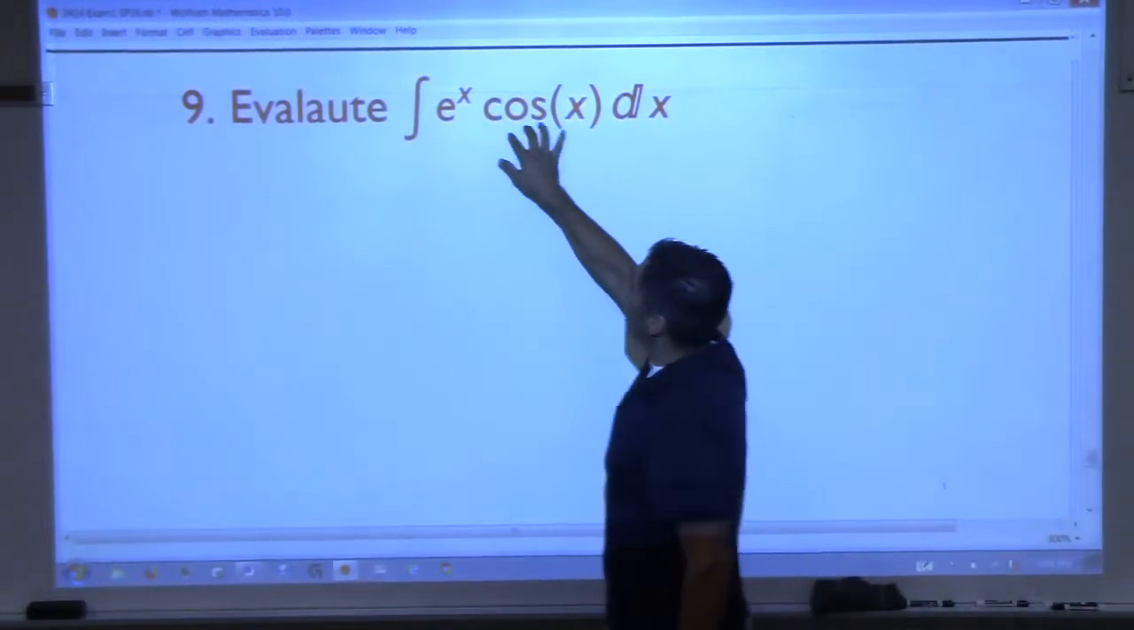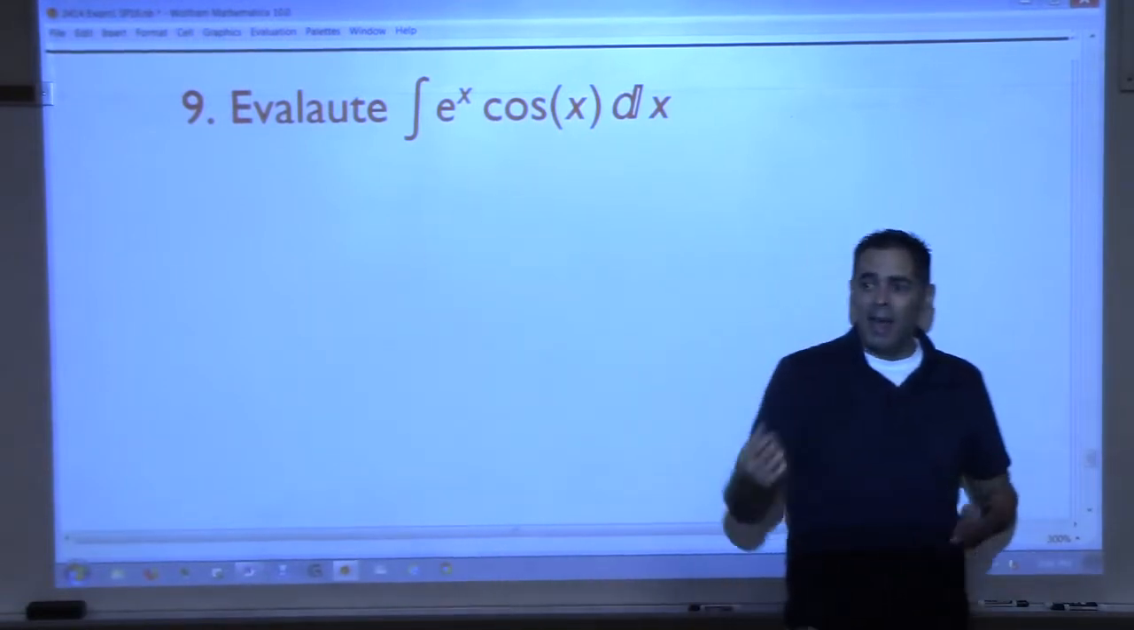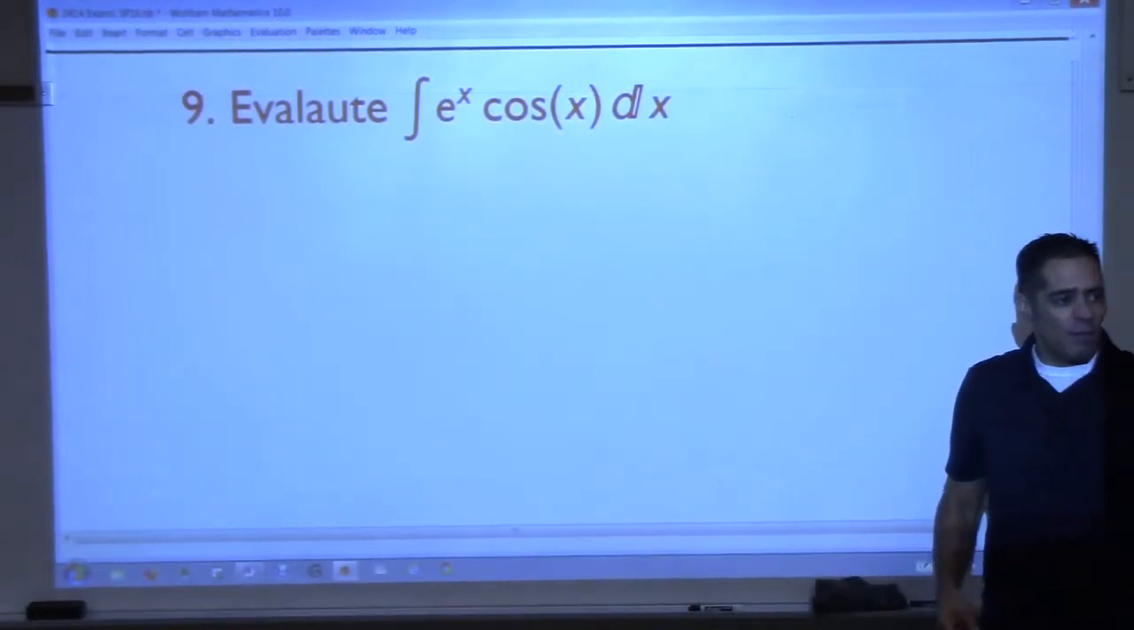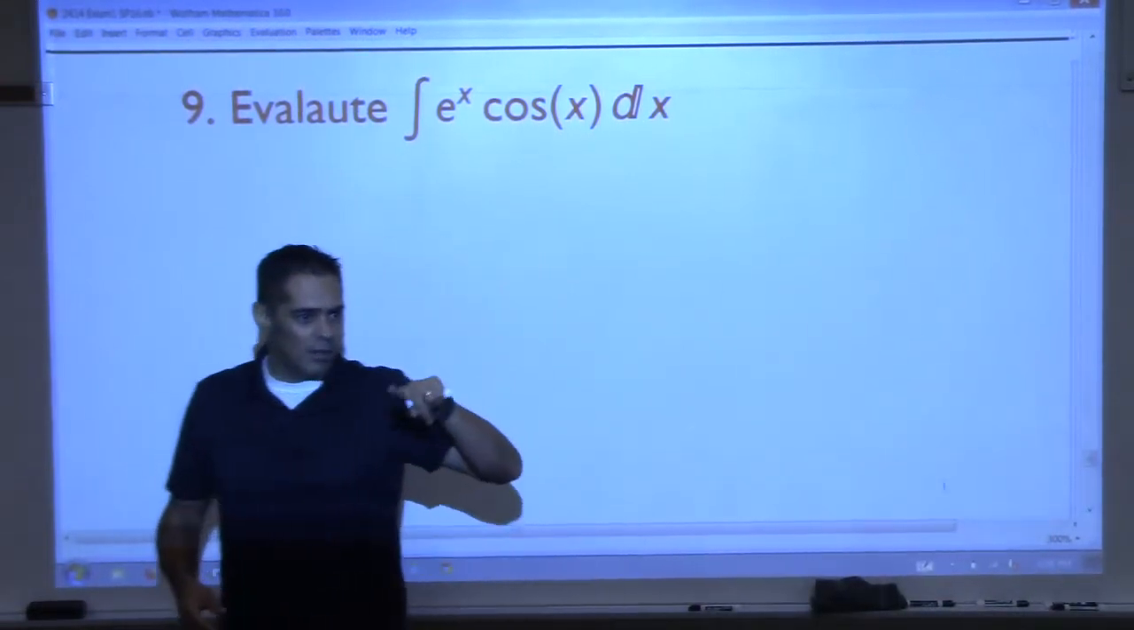So when you see something that looks cyclic like this, like it's going to repeat, then you should be thinking rabbit out of the hat, it's going to appear on the other side. When you see a power function in front of your trig function, you can start thinking repeated integration by parts.